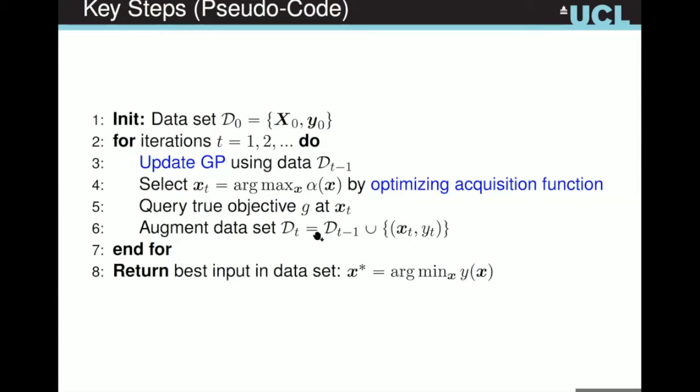So now we have an augmented data set. Now we update our Gaussian process using this bigger data set. We then optimize the acquisition function again, and it will tell us again where to evaluate our true objective function next. So that would be the next xt. And we again augment the corresponding data set, and then we keep going through this. At some point we decide to stop, and then we return the best input in the data set that we have found, which would be the x star that gives us the minimum observed function value.